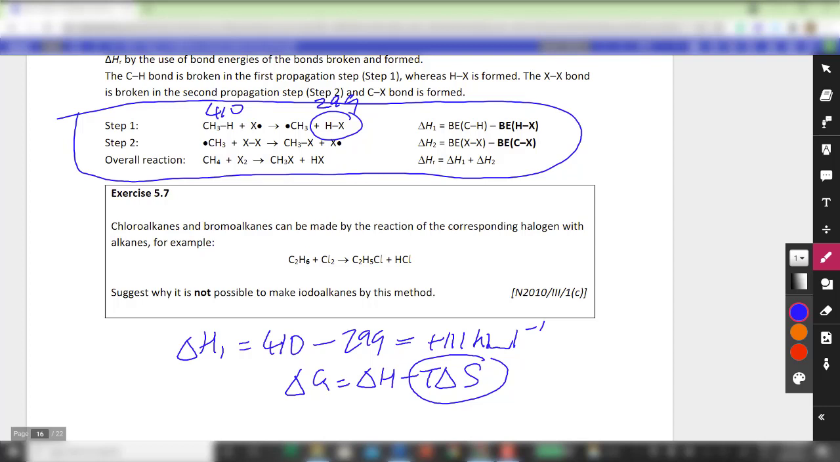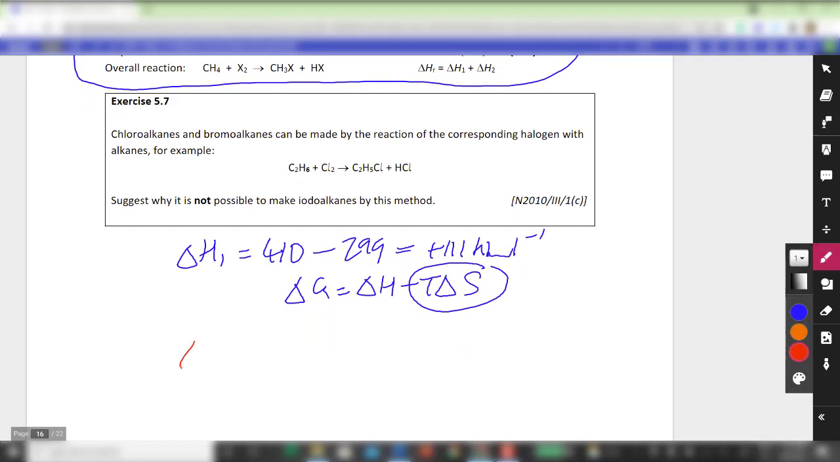So therefore, delta G is a good proxy to delta H, or rather delta H is a good proxy to delta G. In that case, we are looking at a first step that is not spontaneous. So in order for you to do iodination, an alternative step is actually required. Even if you look at the second step, where a methyl radical reacts with iodine, let's try to calculate a delta H2.